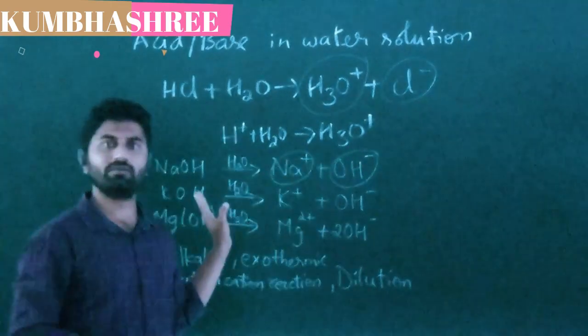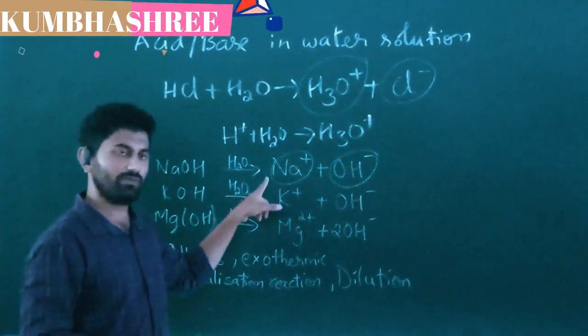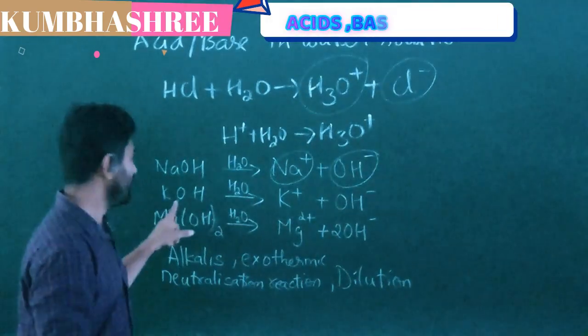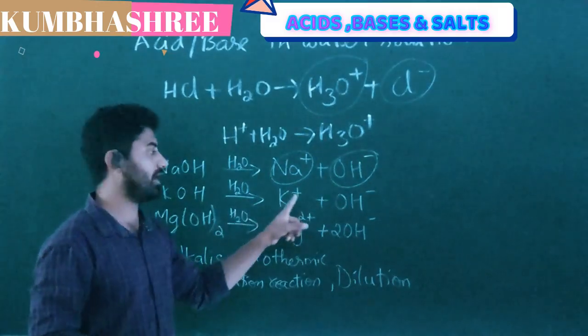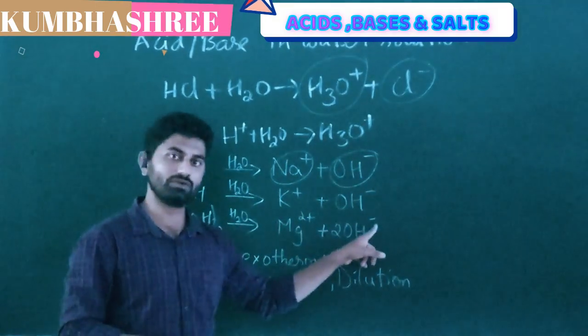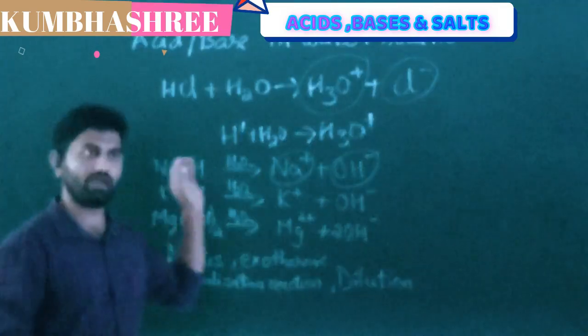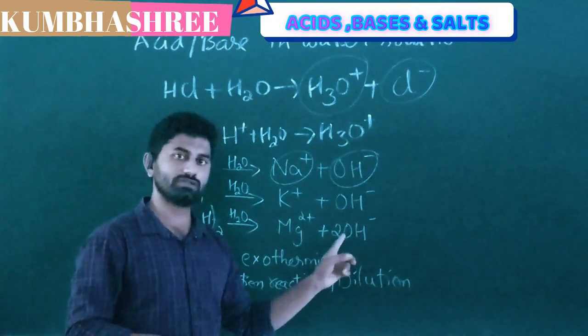Okay, what will happen when a base is diluted with water? Base is sodium hydroxide diluted with water, so we will get sodium and hydroxide ions. When potassium hydroxide is also diluted in water, you will get potassium and hydroxide ions. And when you take magnesium hydroxide, that is also diluted with water, so you get magnesium and hydroxide ions.